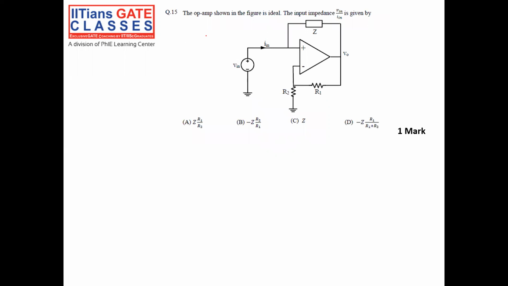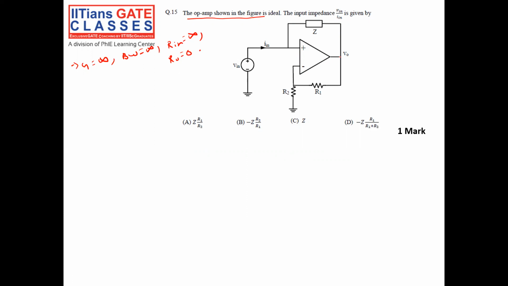The first question is, the op-amp shown in the figure is ideal, and we have to find out the input impedance V in by I in. Since it is an ideal op-amp, the gain of the op-amp is infinity, the bandwidth is infinity, the input resistance is infinity, and the output resistance is 0 ohm.